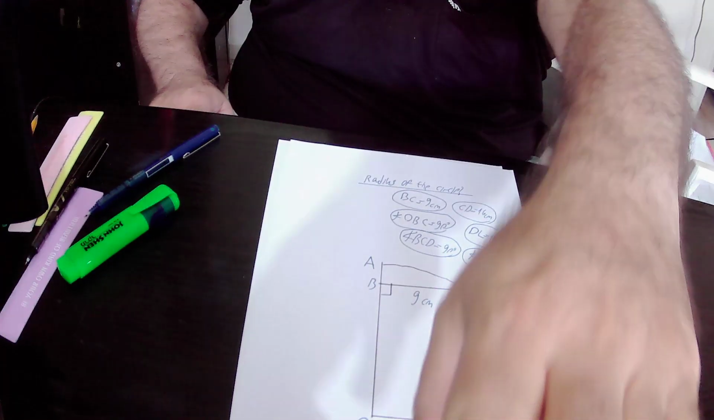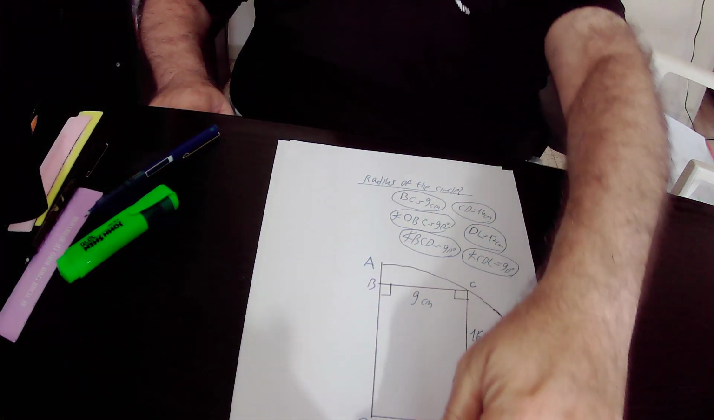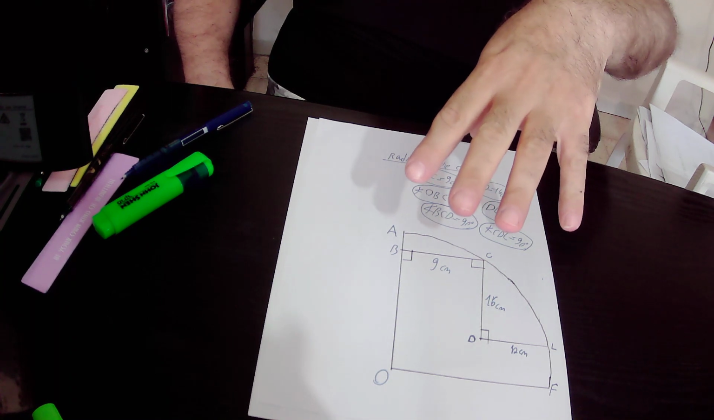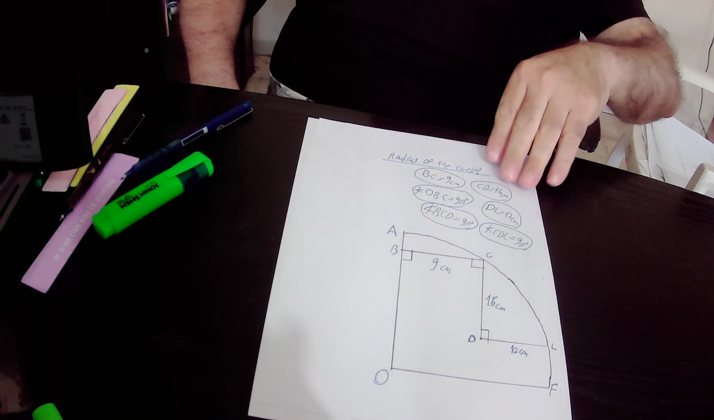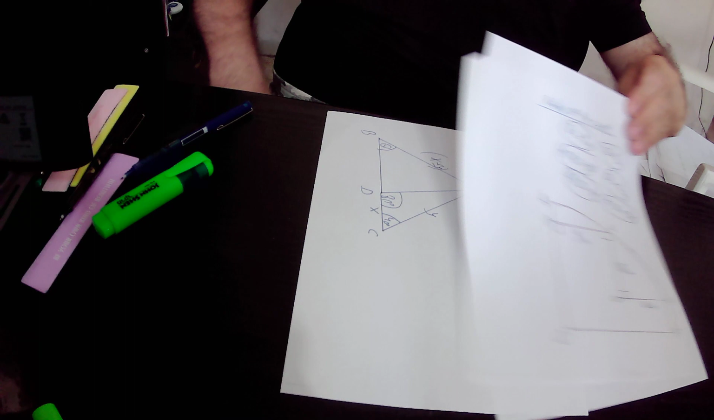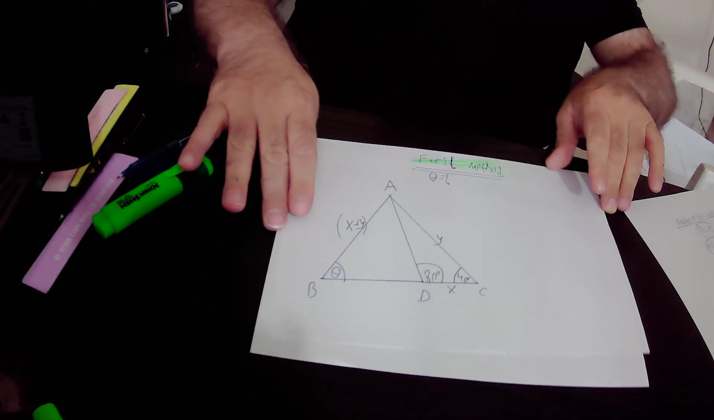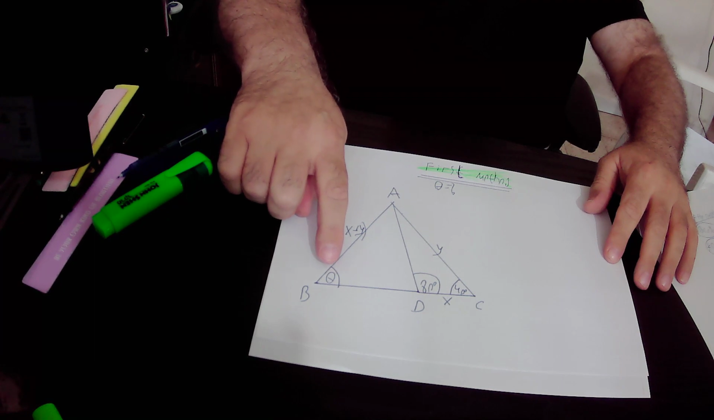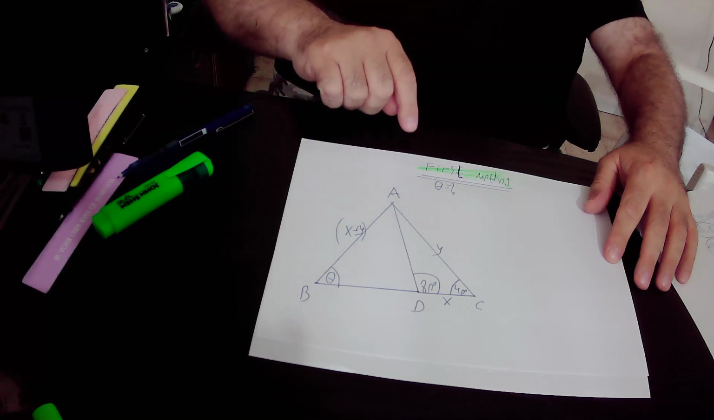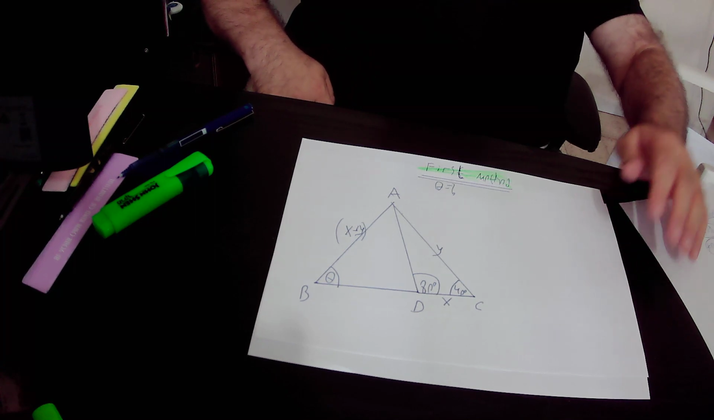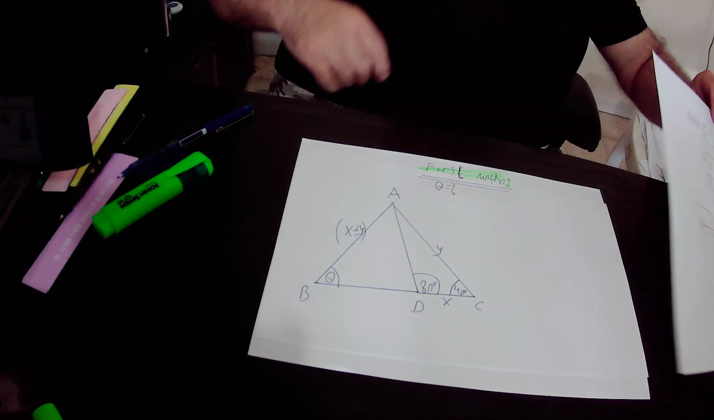Now, in this lecture, we'll answer two questions. In the first question, we'll find out the radius of this quarter circle. In the second question, we'll find out the size of this angle, angle theta, that is inside triangle ABC. So we'll start with the first question.